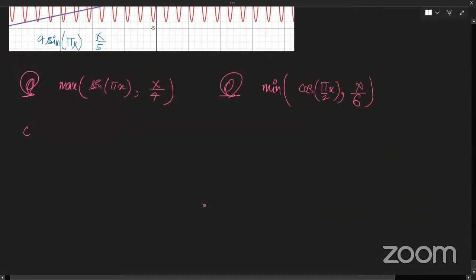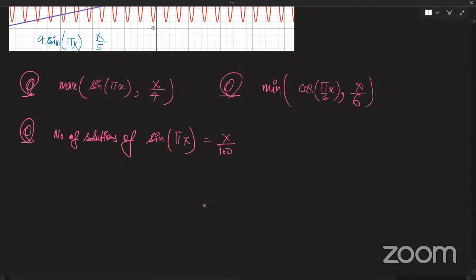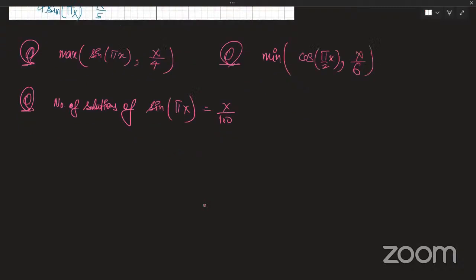Okay, and just one more question also. Find the number of solutions of sine of pi x is equal to x by 100. Fine. कर लोगे? Yes, sir.